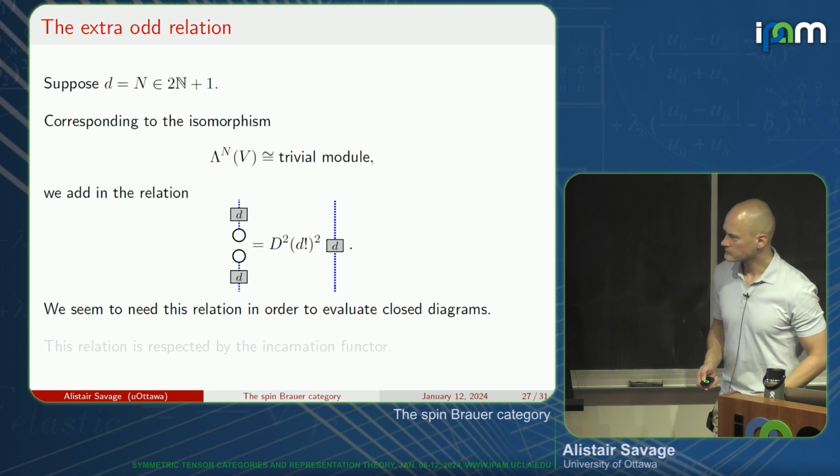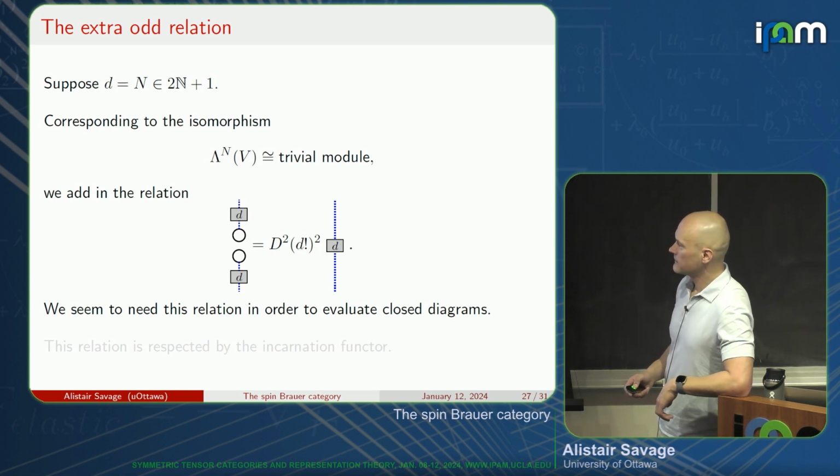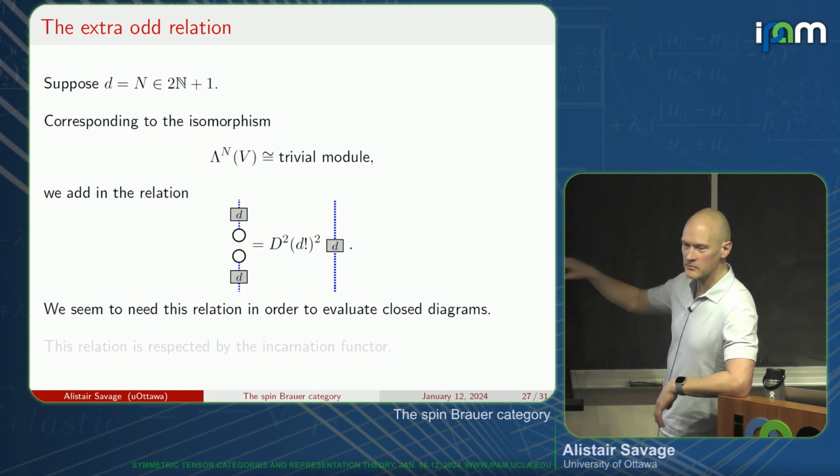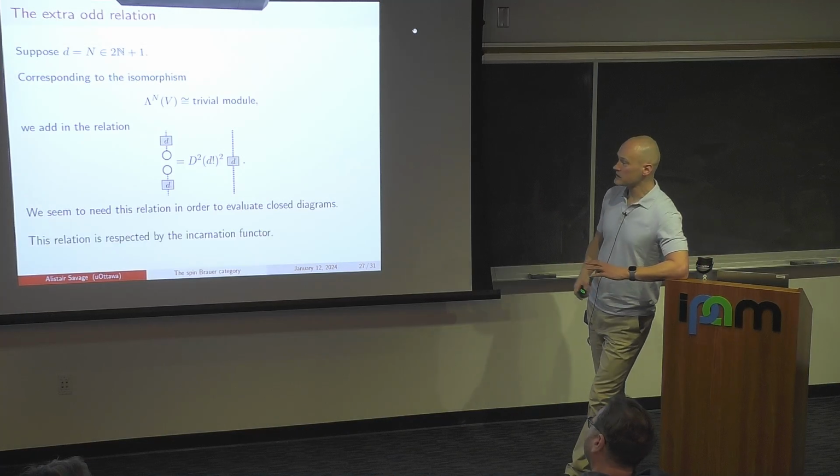So how, if d is not an integer, will you put the gamma function, for the factorial? Oh, no, well, it's the number of strands. So this relation only makes sense when d is a positive integer. We only ever impose this relation when d is an odd integer. When d is not an odd integer, we don't need it.